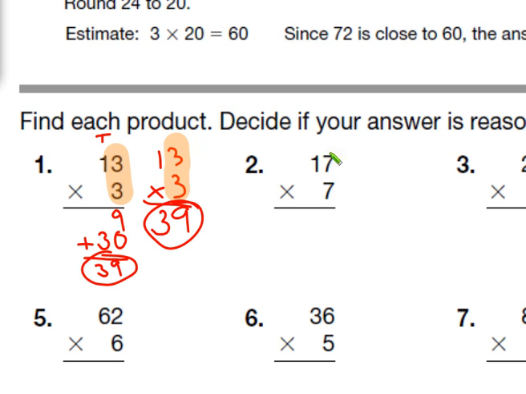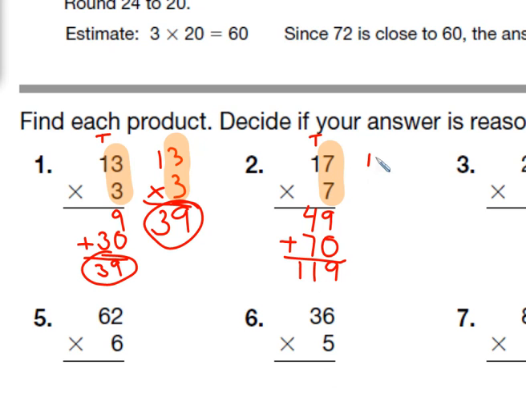7 times 7, again, the first way would be 49. So we're going to write 49. And then we take 7 times 10. Remember, that's not a 1 because it's in the tens place. We're going to say it's 7 times 10, and that gives us 70. And if we add those up, we get a 9 and we get an 11, 119.